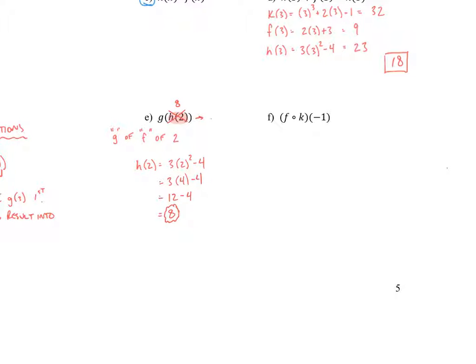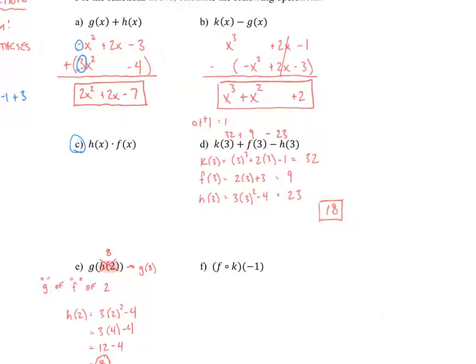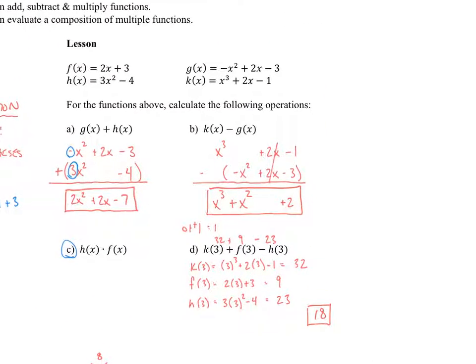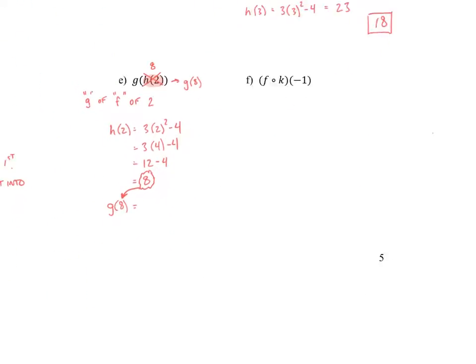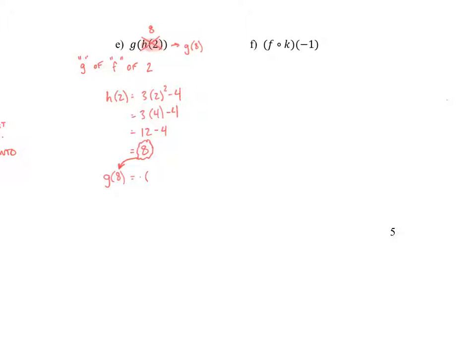So what I'm really dealing with now is g of 8. So I'll take that 8 and I'll plug it into g of x. And now I have to evaluate g of x when x is 8. So it looks like g of x is my function negative x squared plus 2x minus 3. So I'll do negative 8 squared minus 2 times 8 minus 3. And now I need to evaluate that function.